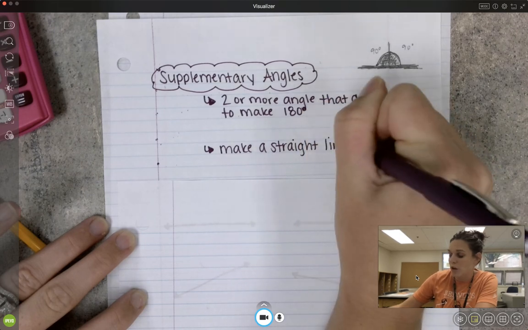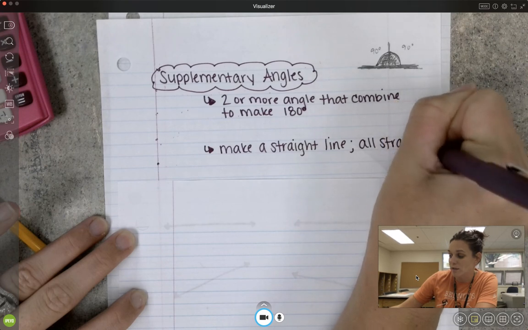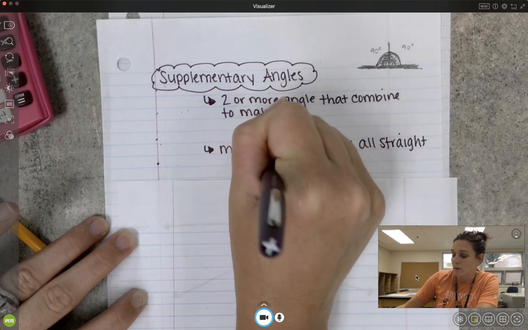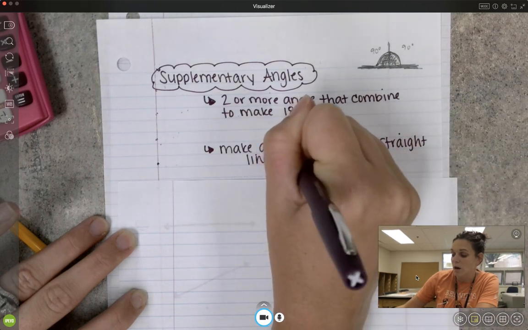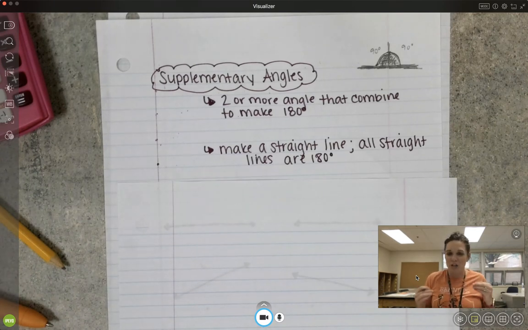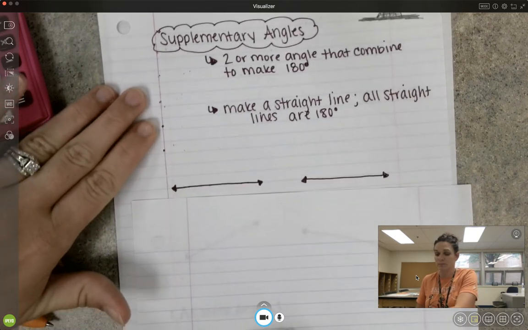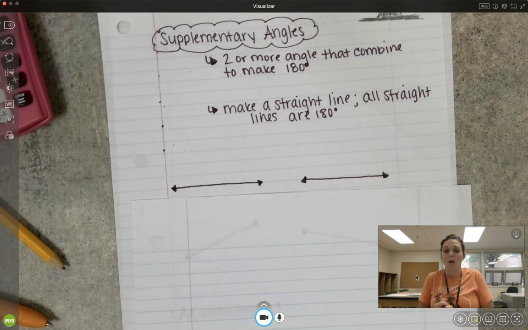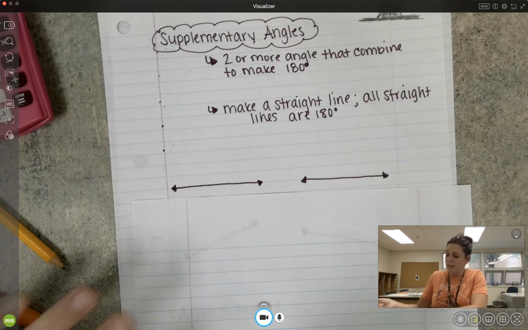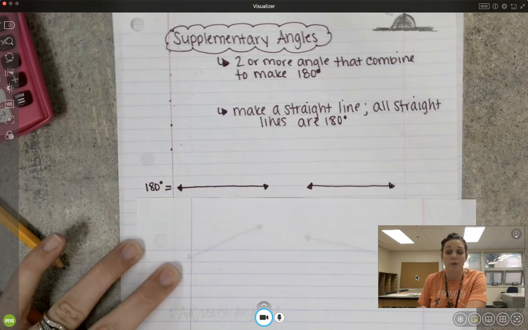So all straight lines are 180 degrees. All right, so that's something that we really need to understand with what we're doing. So all straight lines, 180 degrees, and you just know it. All right, so here we have a couple of straight lines. One line, two lines, straight line. Okay, so all this means is straight off the bat, this has to equal 180 degrees.